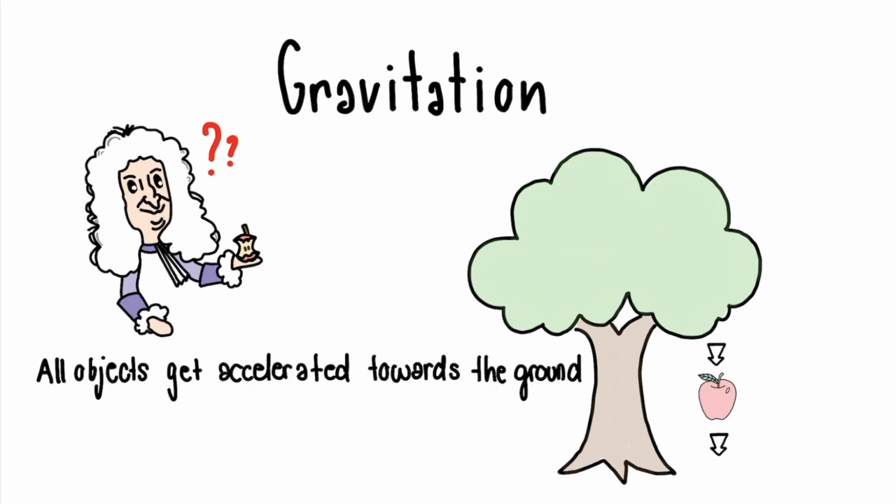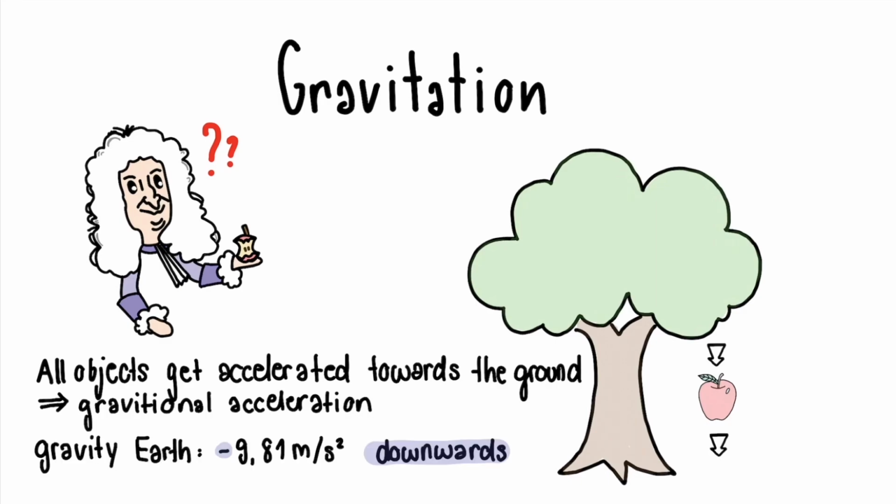So, all objects get accelerated to the ground. This is called gravitational acceleration. On the Earth's surface, the acceleration a is negative 9.81 meters per second squared, because it goes down, so the gravitational factor g is 9.81 meters per second squared.